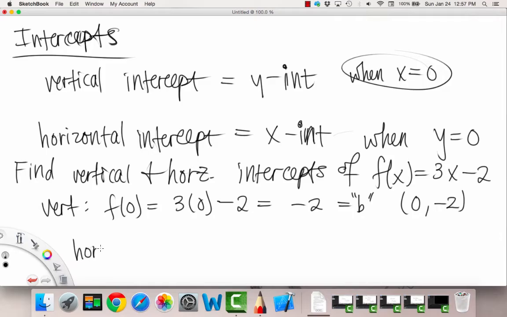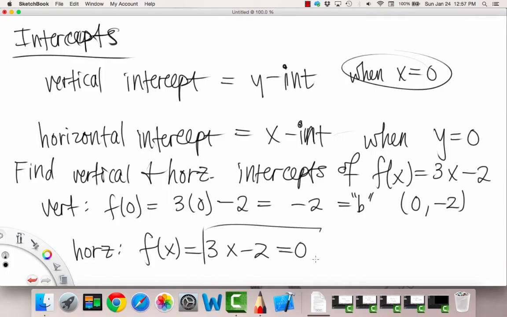Now let's find the horizontal intercept. This would be when our function equals 0. So I'm going to write out our function, set it equal to 0, and then we just solve for x. So we get x is equal to positive 2 divided by 3. The point representing our horizontal intercept would be 2 over 3, comma 0. Okay, and there it is.